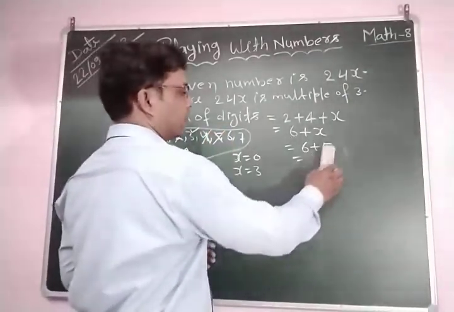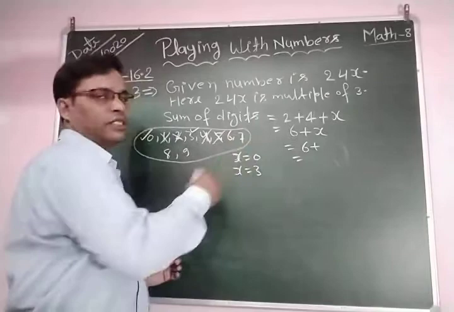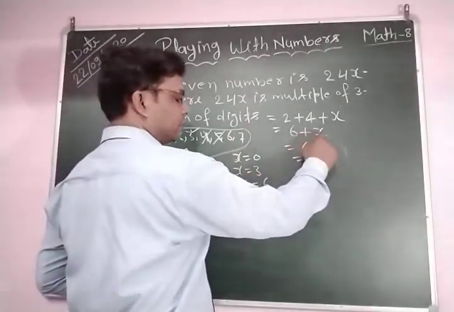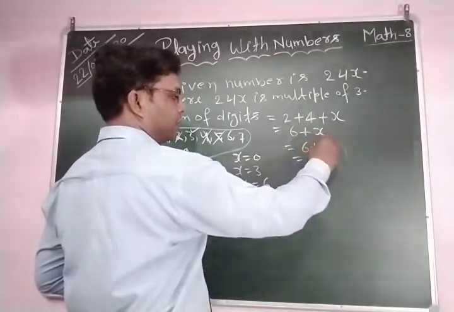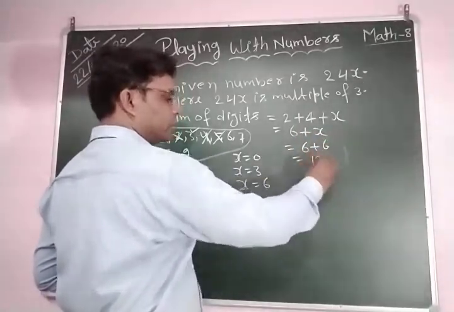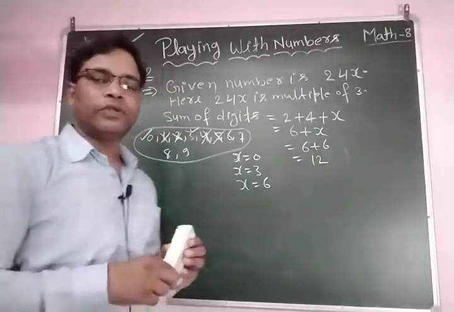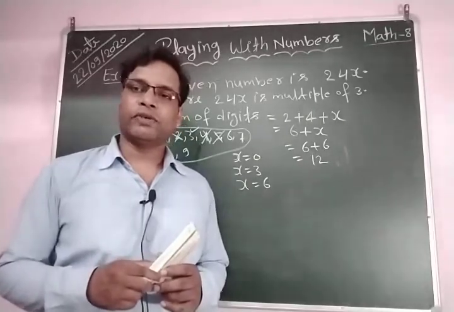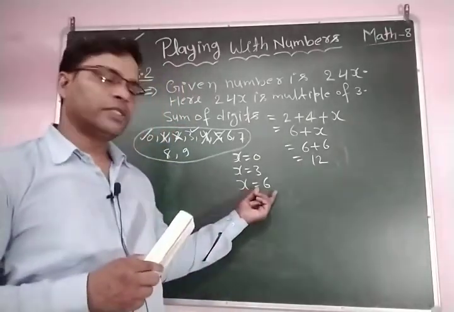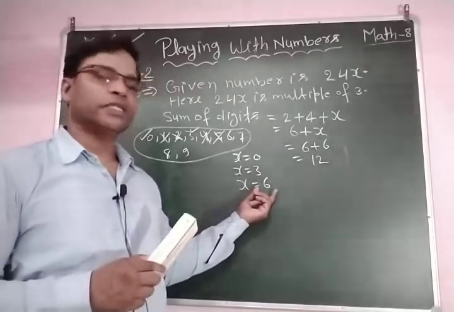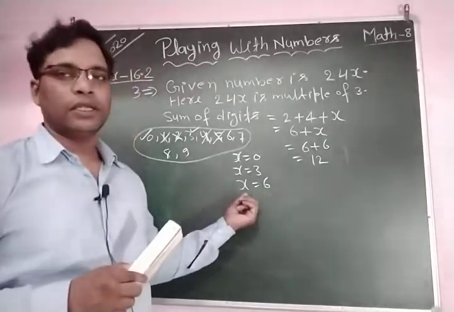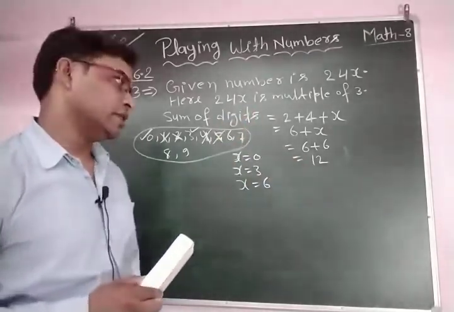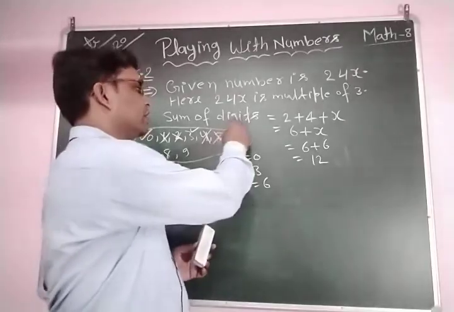Okay, next we take x is equal to 6. If we take x is equal to 6, and here 6 plus x, and we take x is equal to 6. So 6 plus 6 is equal to 12. And 12 is a multiple of 3, or you can say 3 divides 12. It means that x is equal to 6 is a correct answer. One other value of x is 6, for which the given number is a multiple of 3. Okay, now so this is our correct answer.